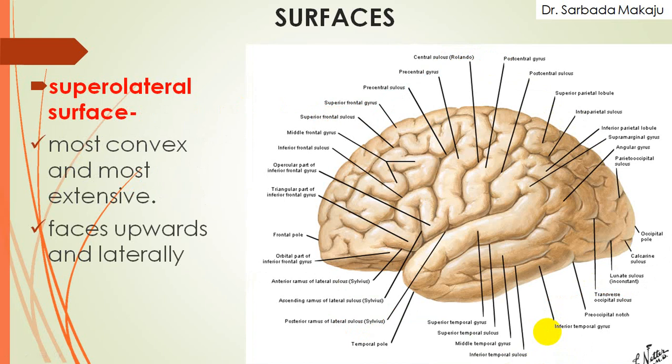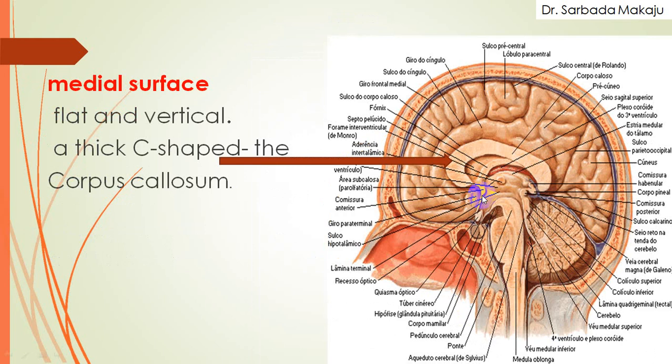Now, the surfaces that are present. This whole portion is known as the superior lateral surface. It is more convex and more extensive. It faces upwards and laterally. This portion is known as the medial surface of the cerebral hemisphere. It is flat. Within this there is the sheet-shaped, thick commissural fibers. This portion is known as the corpus callosum.